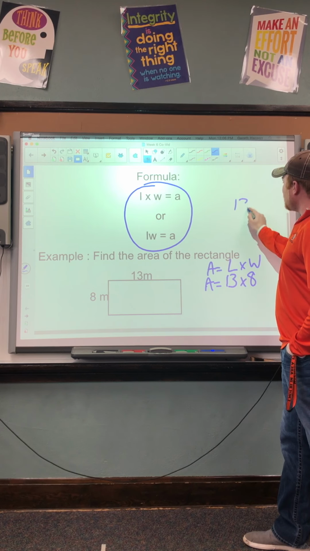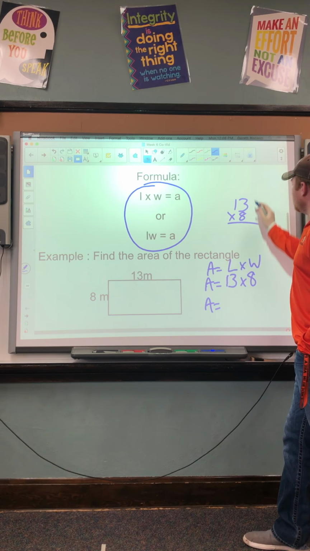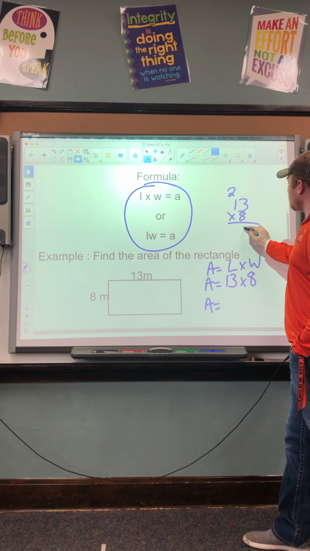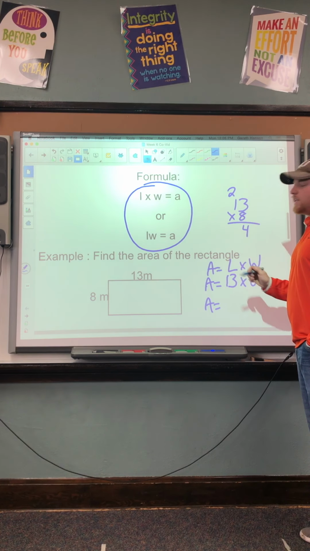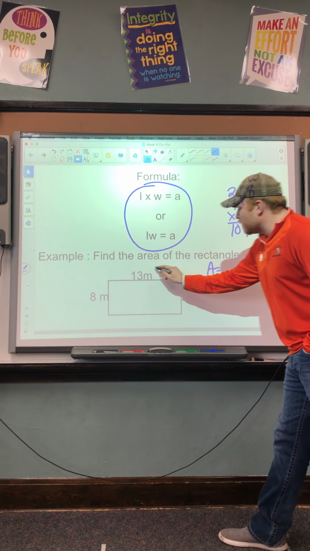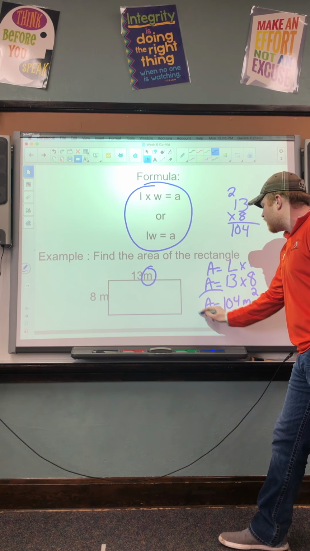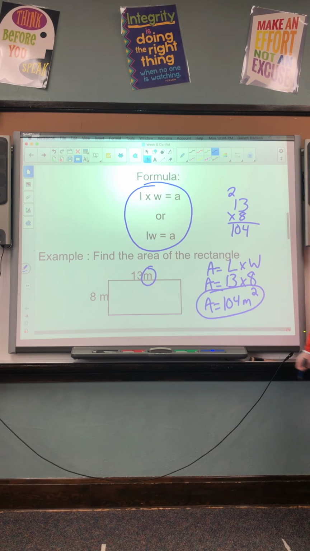So you go 13 times 8, and then area equals. 8 times 3 is 24, 8 times 1 is 8, plus 2 is 10. So it'd be 104, and then we're talking about meters, and since it's area, we always square the units.